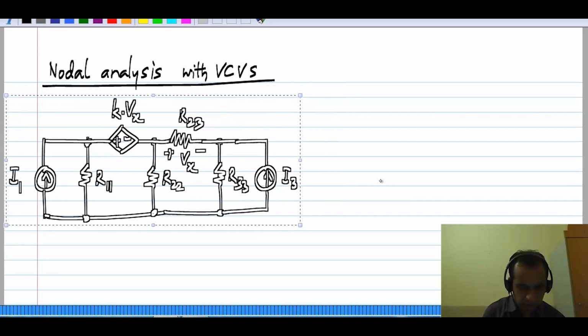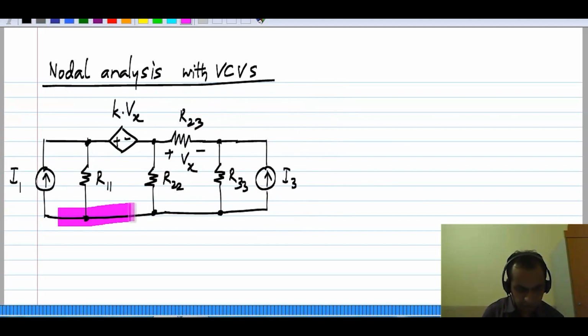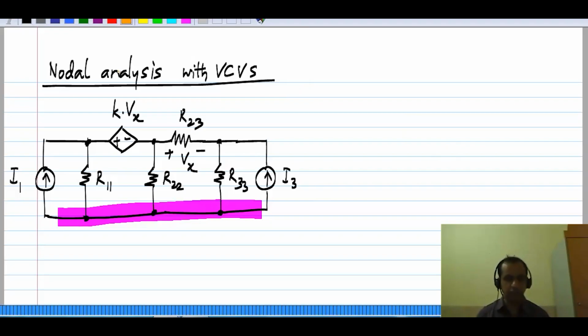Let me take this circuit. Again, for simplicity, I have taken a 3-node circuit and modified it slightly to contain a voltage controlled voltage source. The bottom node is the reference node. Now, this case, as I said, is very similar to when we had an independent voltage source. Let me define the node voltages V1, V2 and V3.